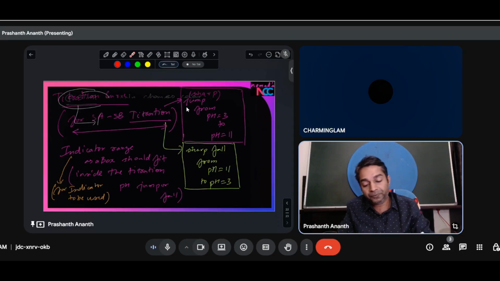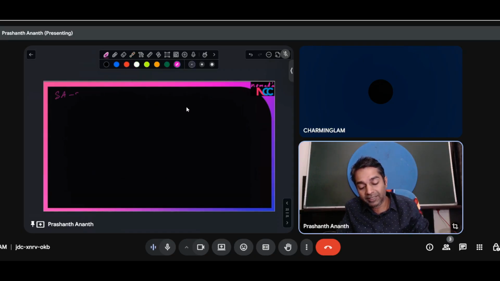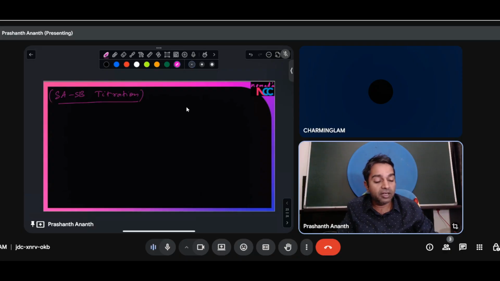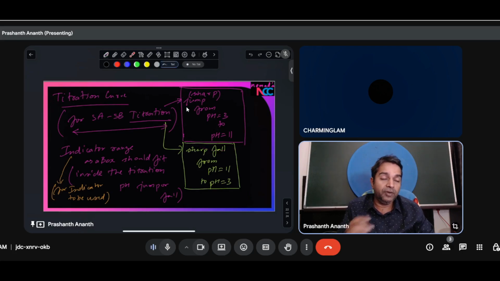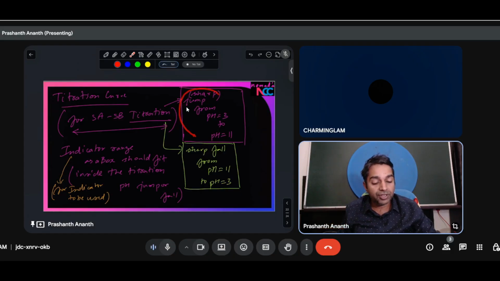when you are having a strong acid, strong base titration, this is a strong acid, strong base titration, you're going to be having a sudden jump or a sharp jump or a sharp fall in the particular titration. So if it is HCl in the beaker and then you're adding NaOH, you have a sharp jump from pH equal to 3 to pH equal to 11.